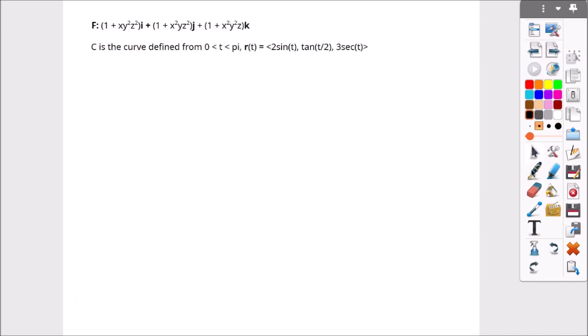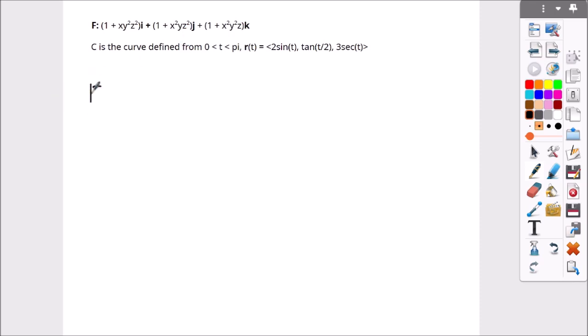All right, next one. Oh God. All right, we have a nasty function, and we have f. All right, so f is this. Well, first we can check for conservativity, but I'm not going to check because that'll take too long.